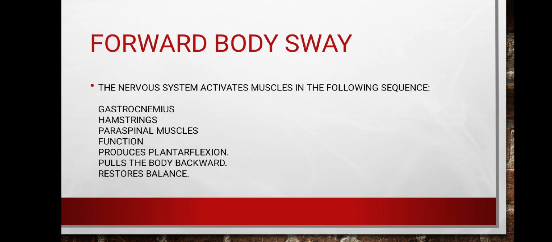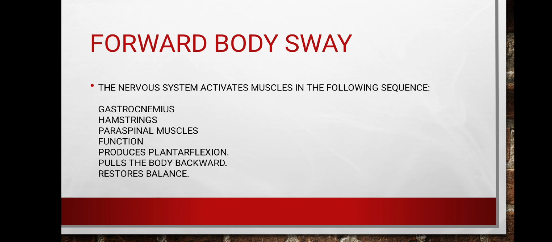This causes stretching of the posterior muscles of the lower limb. Sensory receptors immediately detect this movement. Muscle spindles detect muscle stretch. Joint receptors detect ankle movement. Plantar mechanoreceptors detect changes in foot pressure. The sensory information is transmitted to the central nervous system, which rapidly generates a corrective response.